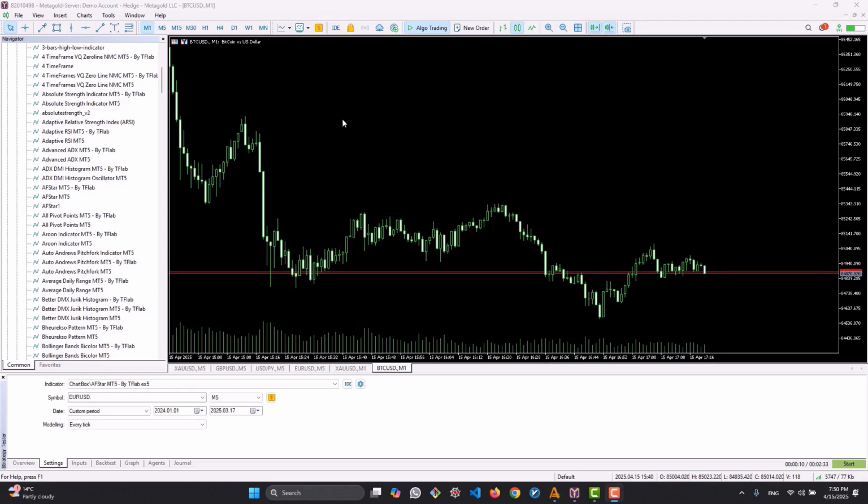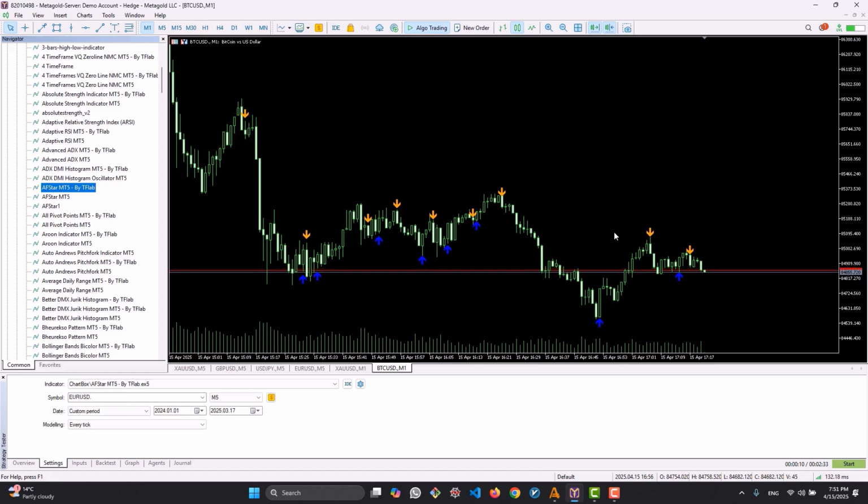Hello. In this video, I will be reviewing the AFStar indicator on the MetaTrader 4 and MetaTrader 5 platforms. This indicator provides us with buy and sell signals, where buy signals are in blue and sell signals are in orange. This indicator uses several moving average indicators and also some Williams percent range indicators in its internal calculations, which I will explain more in the inputs.